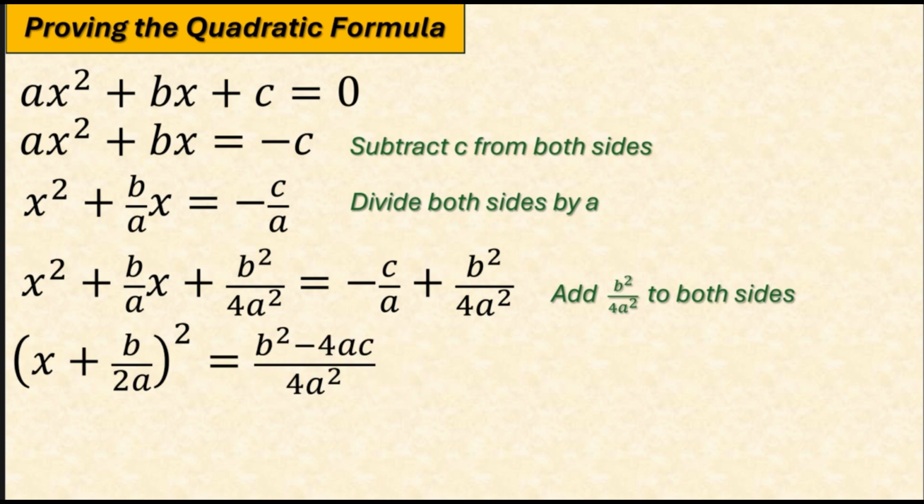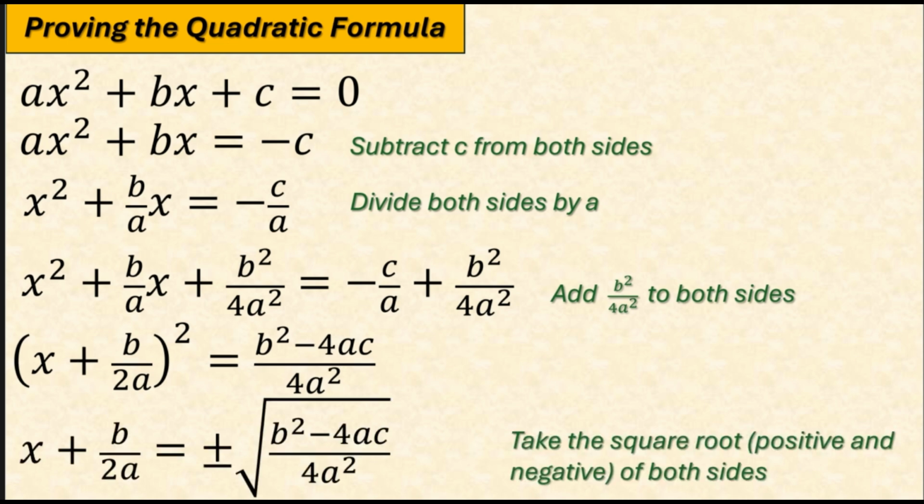Our next step is to take the square root of both sides, making sure that we take both a positive and negative square root. If you are unfamiliar with doing this, the reason we take both a positive and negative square root is because, let's say we are taking the square root of 4, both 2 and negative 2 squared is 4, so the square root of 4 is both 2 and negative 2. In our proof, we write the positive and negative as plus or minus, which is the symbol shown here.